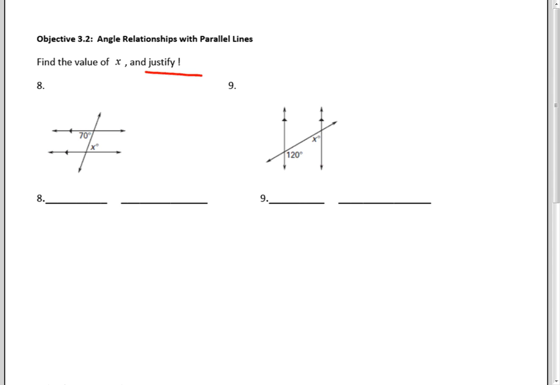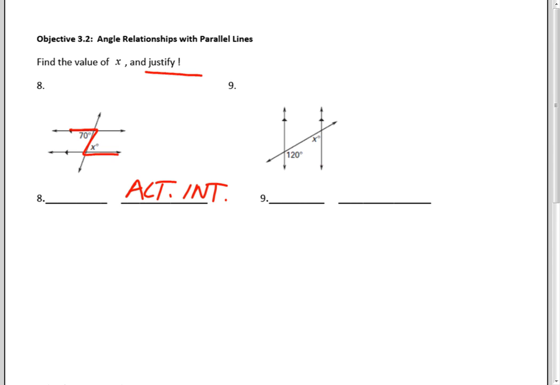Justification. You might have some problems that require you to justify. Go with the original picture. If I'm looking at these two angles, what kind of angle pair am I looking at? Right? If I use an abbreviation, you're allowed to use an abbreviation. Don't make it any shorter than that.